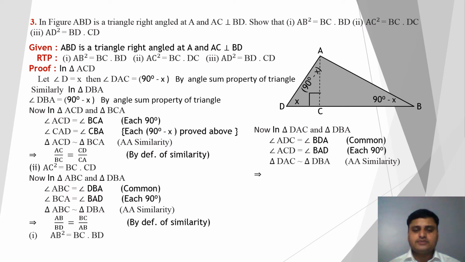And if triangles are similar, then their corresponding side ratios are in proportion. That is, AD by BD is equal to CD by AD. The reason will be the definition of similarity. Now we will cross multiply to obtain the third part: AD square is equal to BD into CD. So in this way we will do this question. I hope till this it is clear.